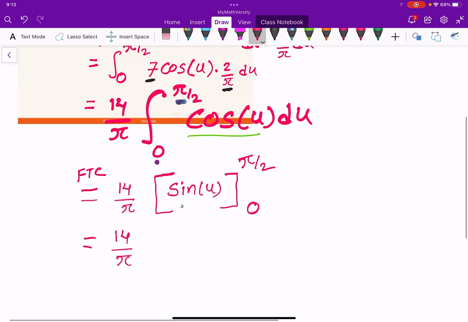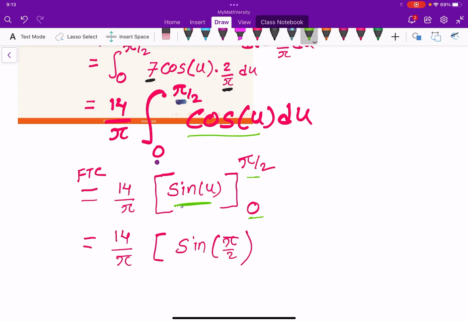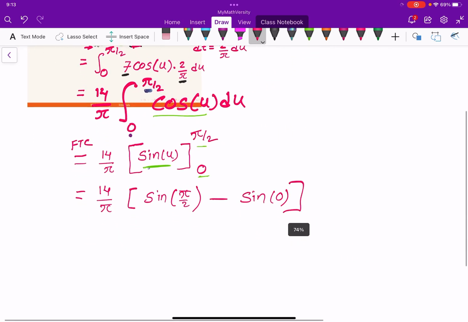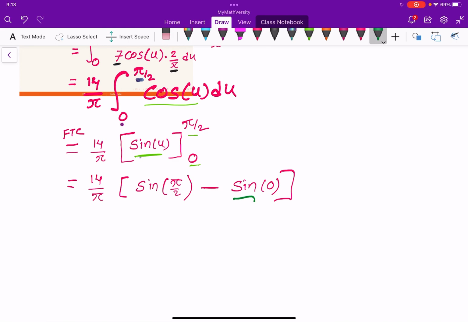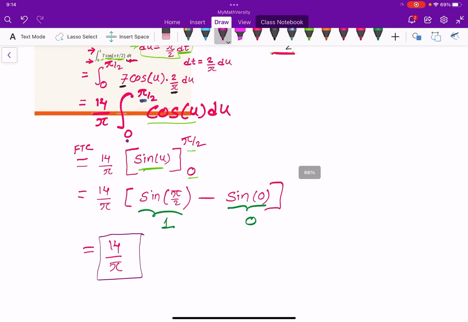So 14 over pi, evaluate this antiderivative at pi half, which gives sine of pi half, and then evaluate it at the lower limit, sine of 0, and find the difference. Sine of 0 is 0. Sine of pi half, if you look at the unit circle chart or use a calculator, and if you are using a calculator, don't forget to keep it in radian mode so that you can evaluate the trigonometric function correctly, is 1. So 1 minus 0 is 1. Therefore 14 over pi is the value of the definite integral that we needed to evaluate.